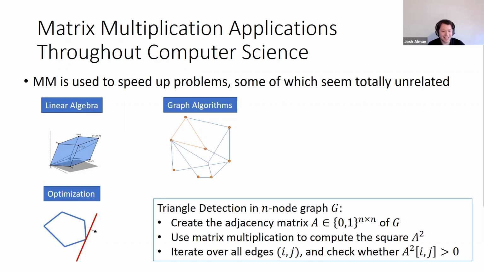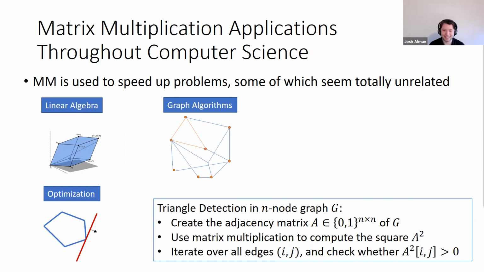The idea is that you make the adjacency matrix of your graph and compute its square. So you multiply it by itself. Then the entries of the square tell you, the ij-th entry tells you, how many paths of length 2 there are from i to j.